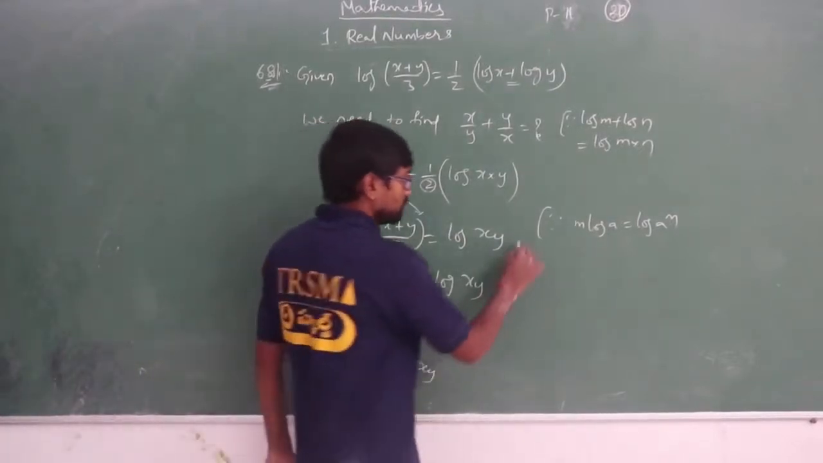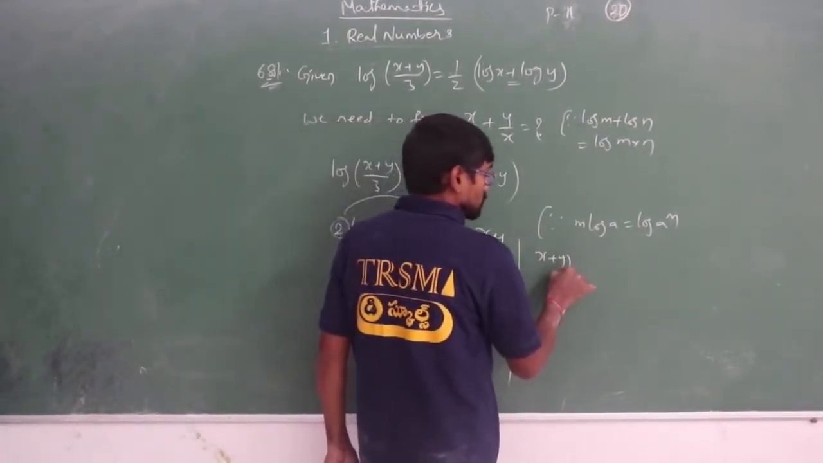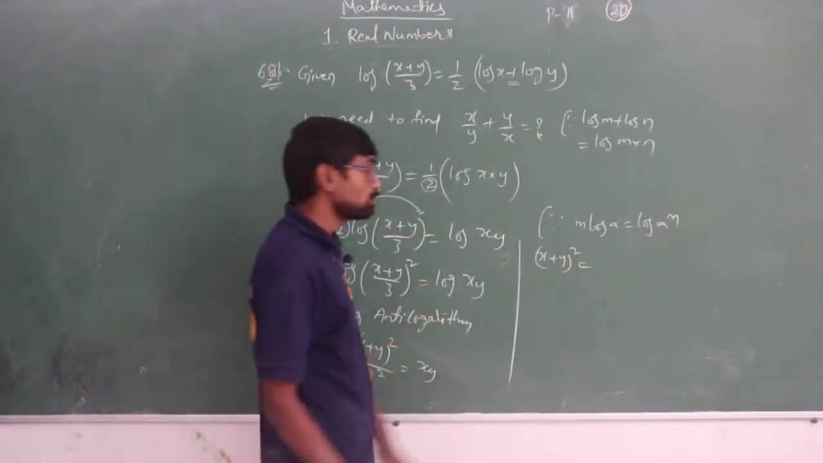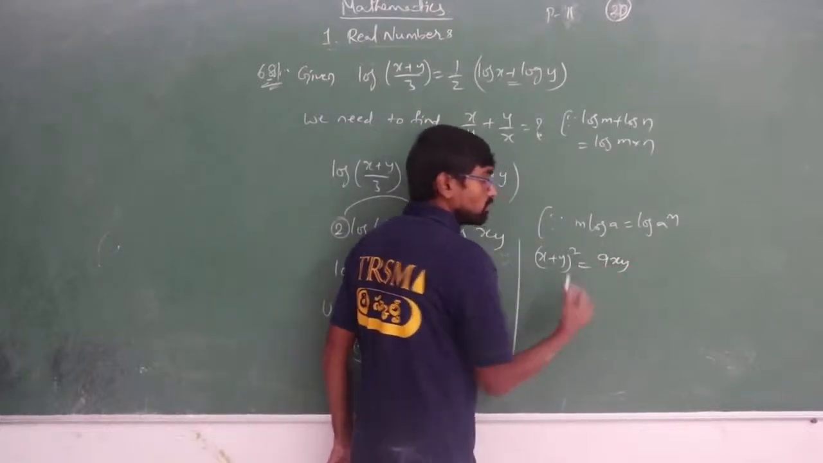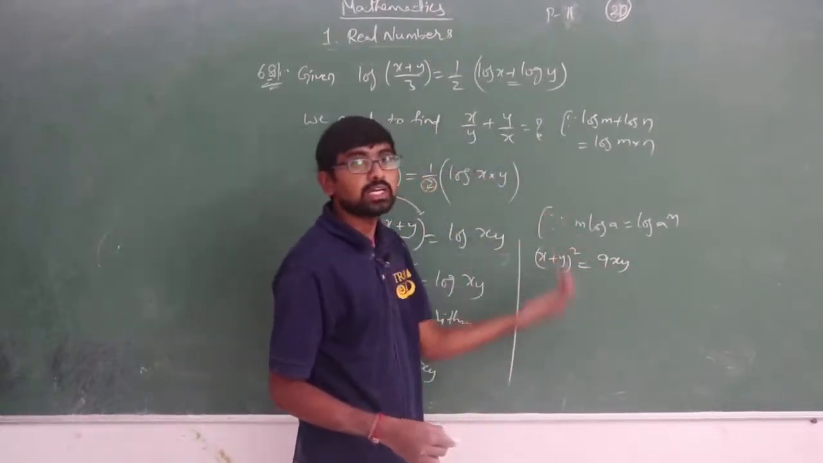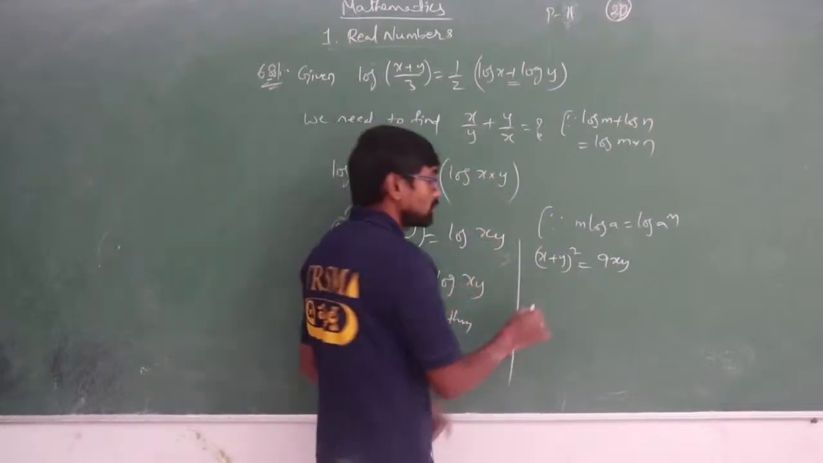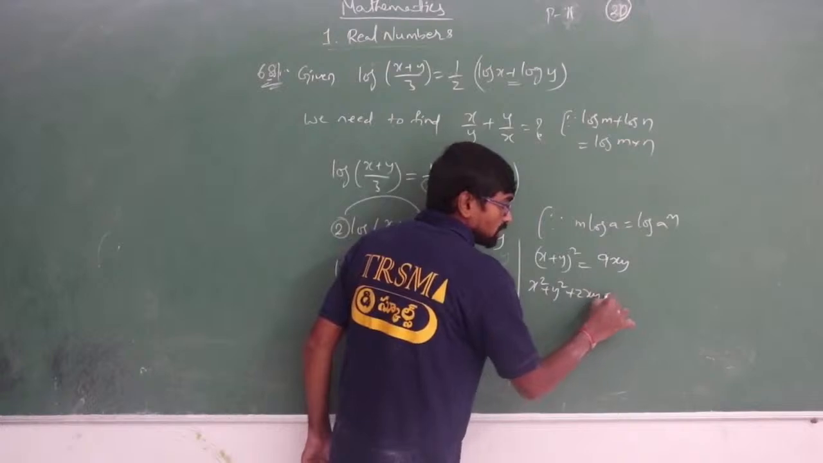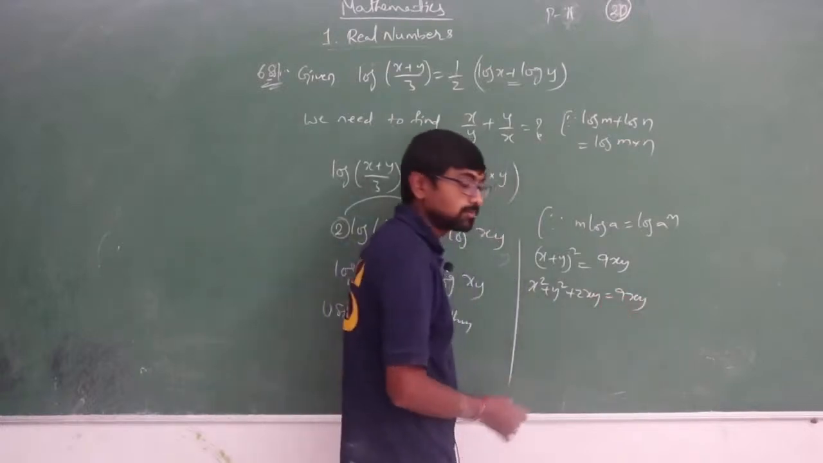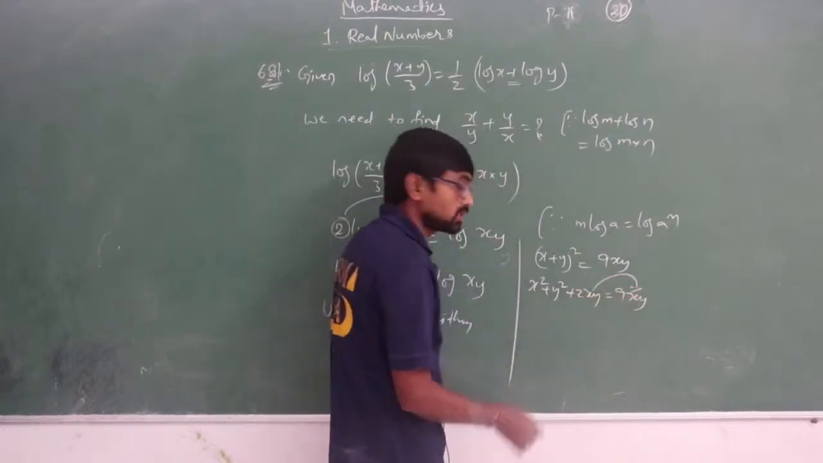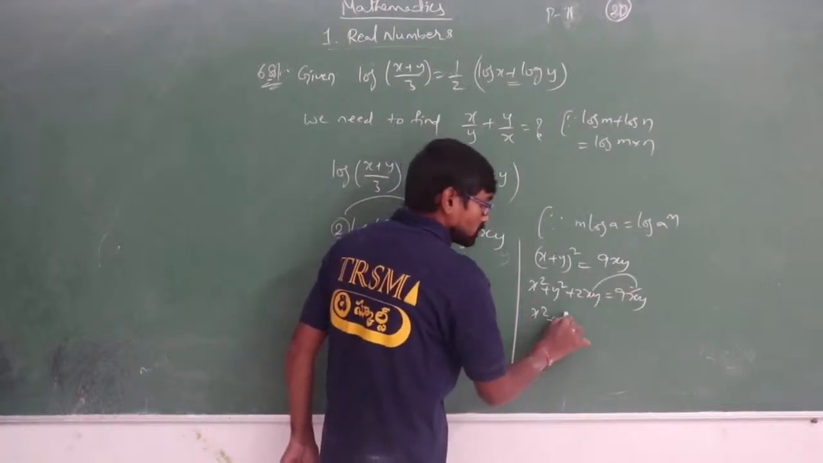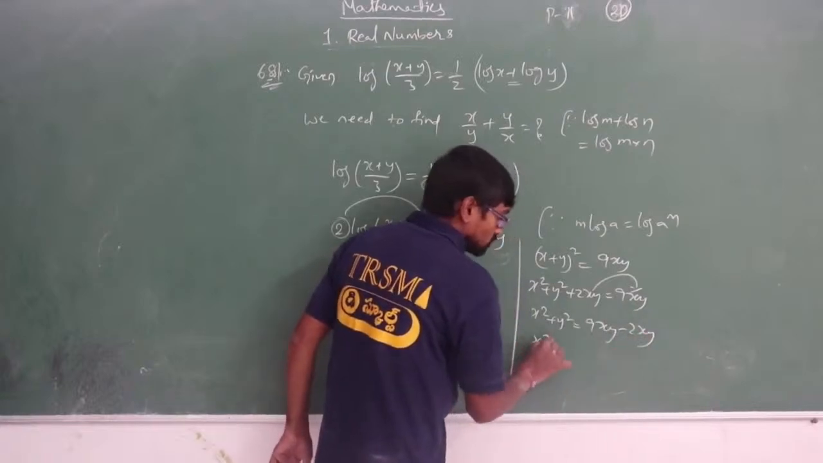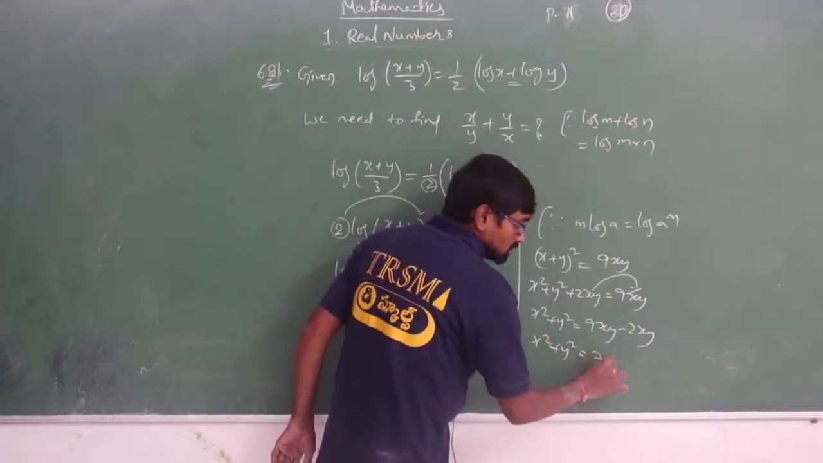If I take this, what will I get? (x plus y) whole square is equal to 3 square, 9, divides here. If it goes here, it multiplies, that is 9xy. Here you use the (a plus b) whole square formula, that is x square plus y square plus 2xy is equal to 9xy. So x square plus y square is equal to 9xy minus 2xy. So x square plus y square is equal to 7xy.